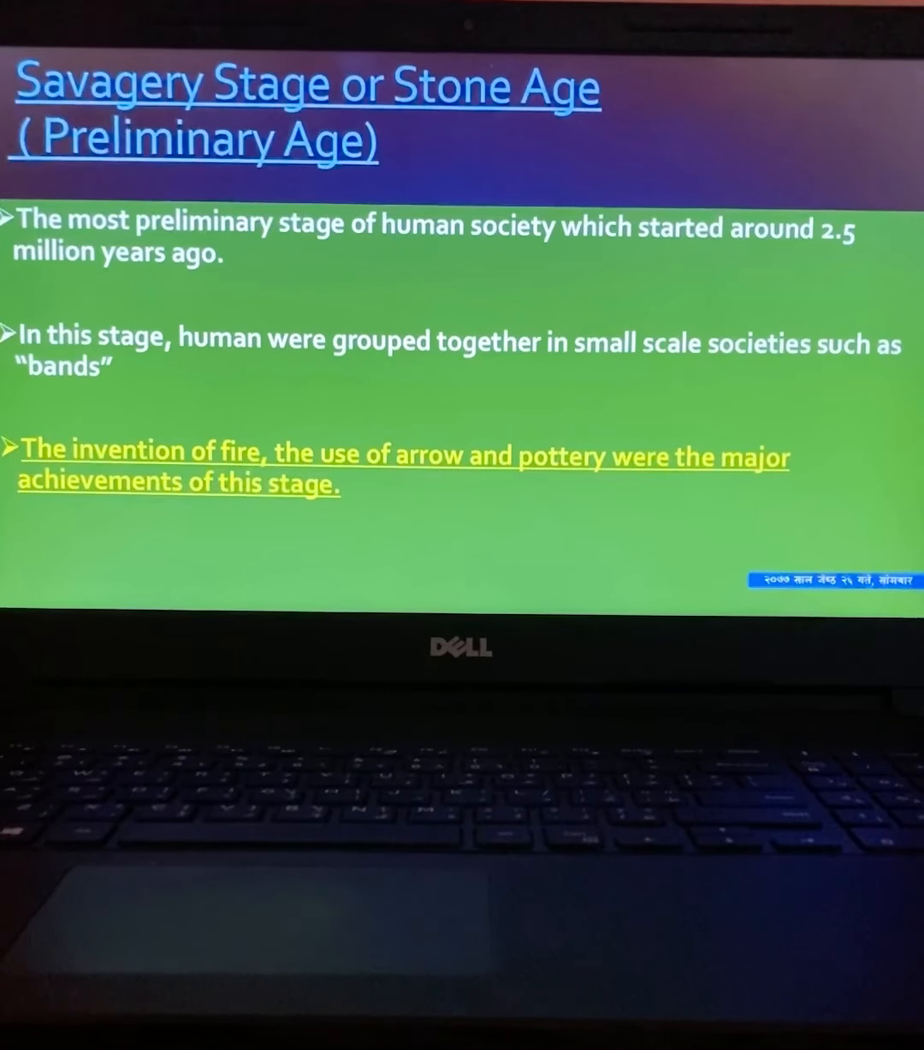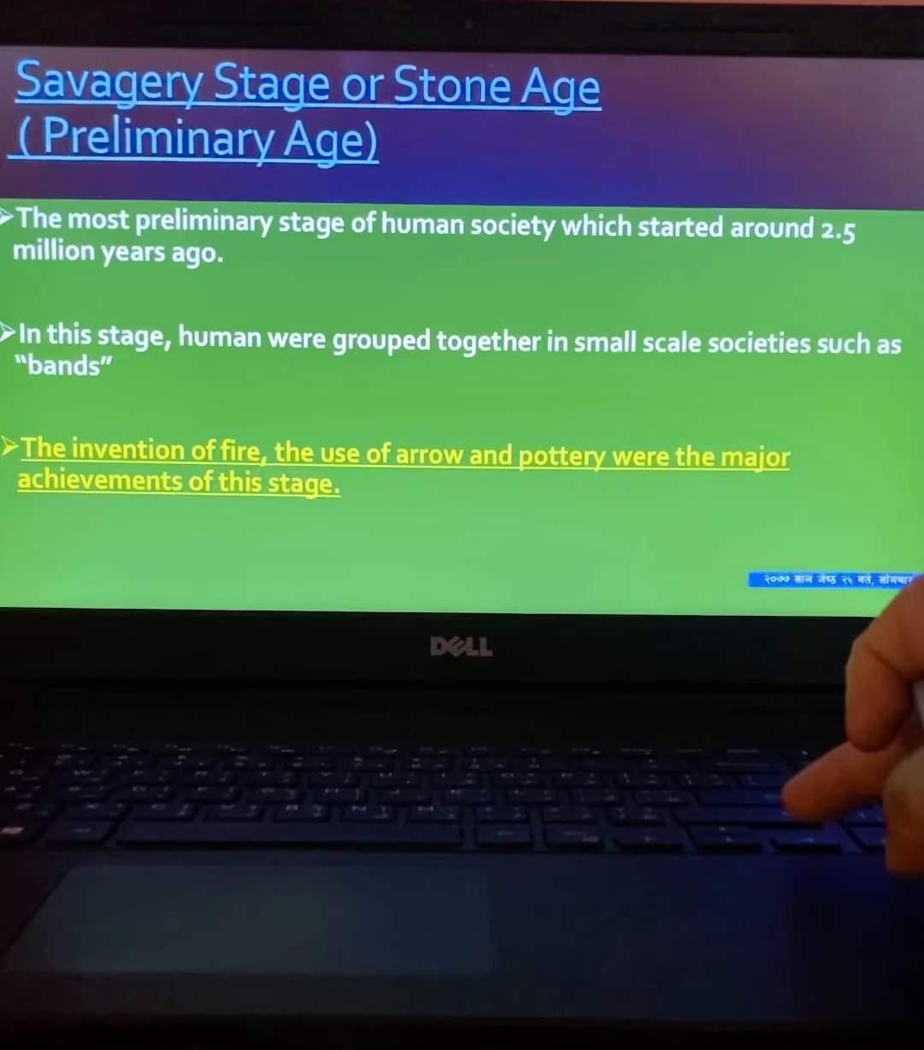Firstly, the invention of fire and the use of the arrow, mostly for hunting purposes. Fire was used for survival. Pottery were the major achievements of this stage. Savagery age is the wild age. In this age people have already invented fire, the use of arrow and pottery, which were the major achievements of these stages.